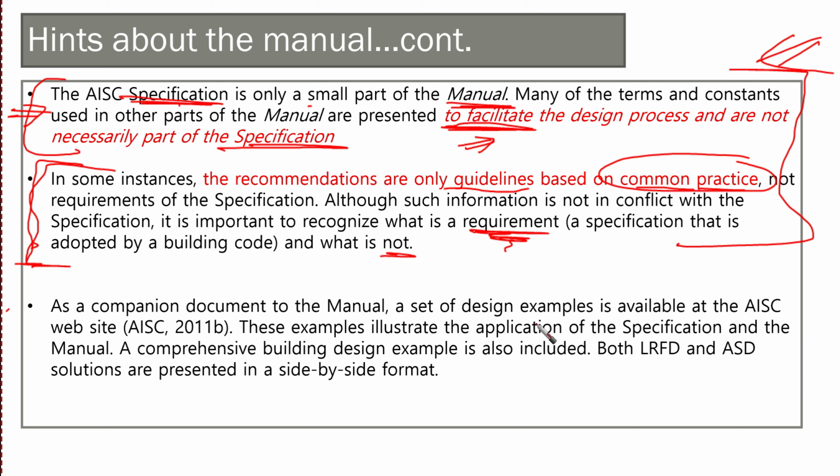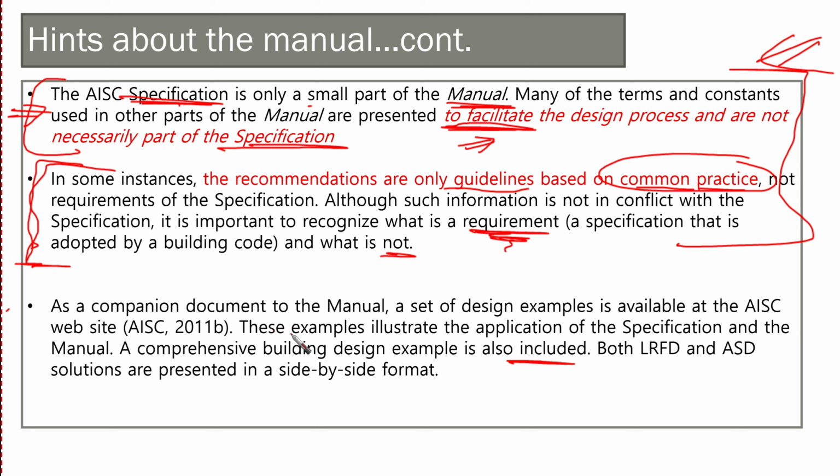A set of design examples is available at the AISC website. These examples illustrate the application of the specification and the manual. A comprehensive building design example is also included. You can visit the website and you're going to find this manual very useful, as they put the LRFD and ASD solutions for every problem in a side-by-side format, and you're going to benefit from it. There are numerous examples for almost every element that you could encounter in your design profession.